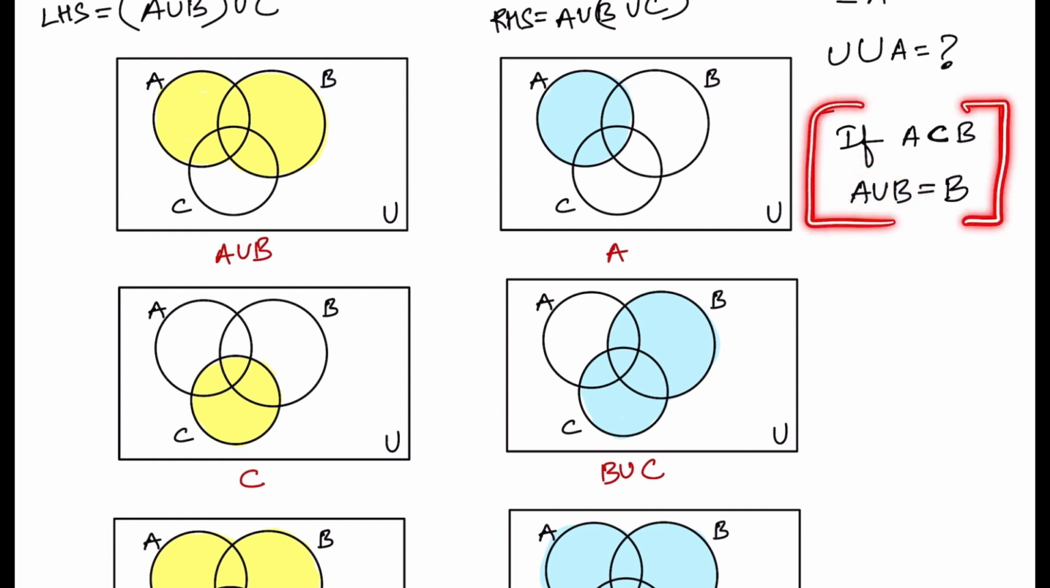This is a property of subset and union. Basically, if A is a subset of B, then A union B will be the superset, because B is the superset and A is the subset.